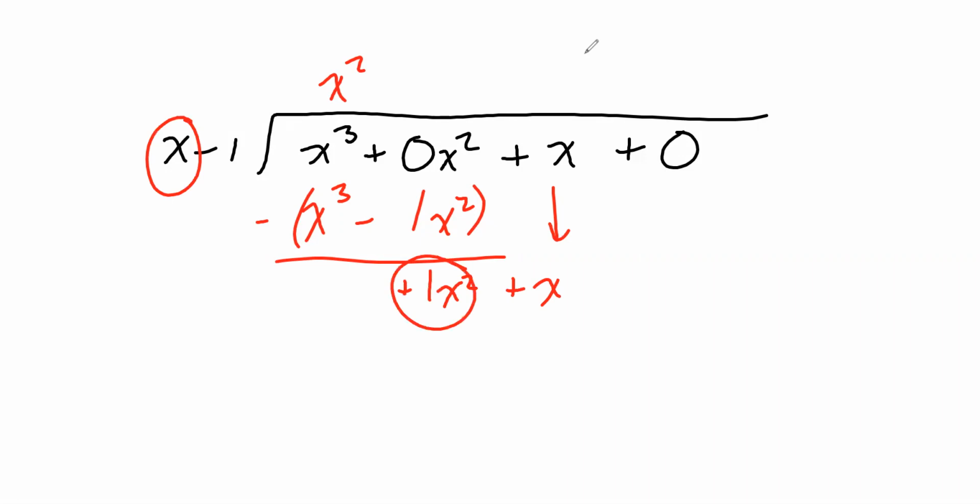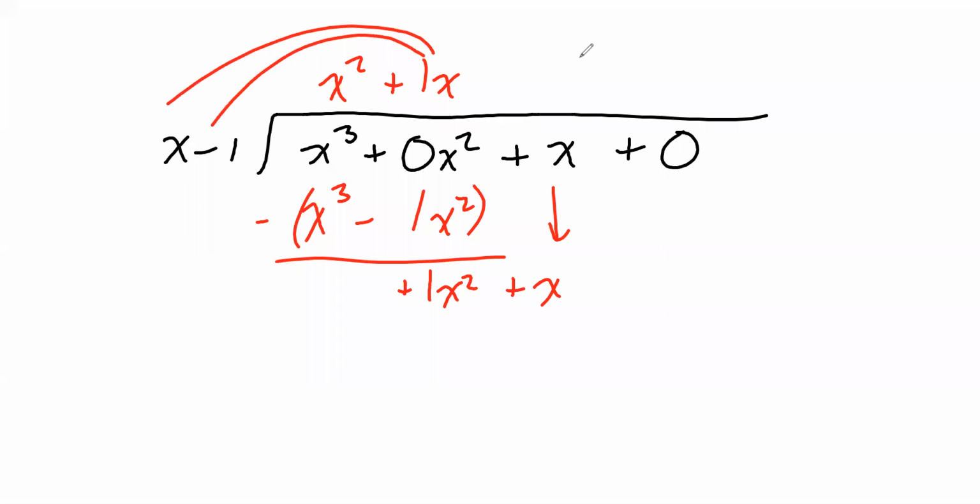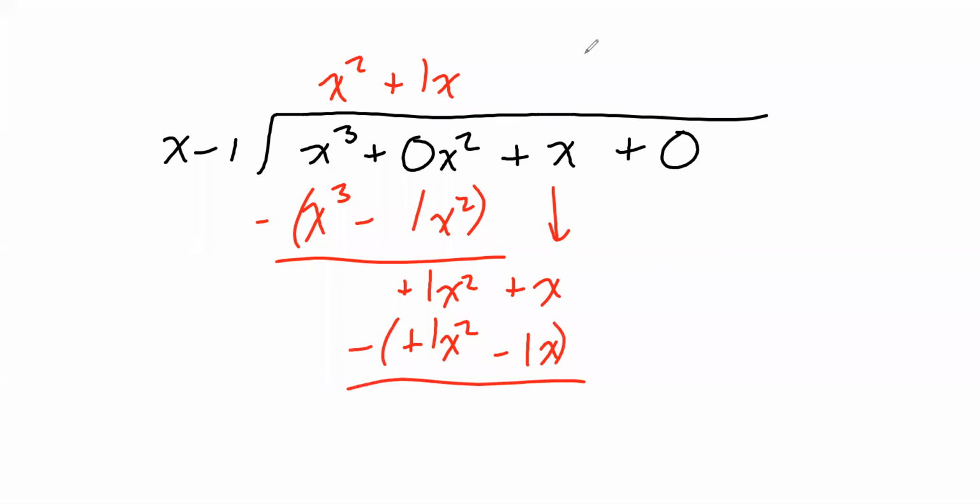X goes into positive 1x squared, positive 1x times. I really don't need the 1 there, but I like to focus on the signs and the coefficients. If we multiply positive 1x times both of these, we will get positive 1x squared minus 1x. And then we can subtract those. 1x squared minus 1x squared is 0. X minus negative 1x is positive 2x. Bring down the 0 and do it one more time.